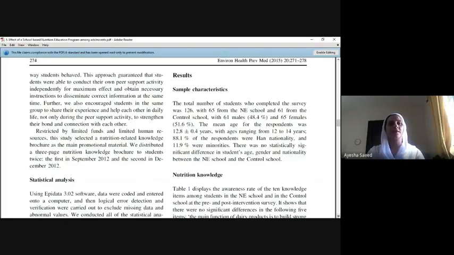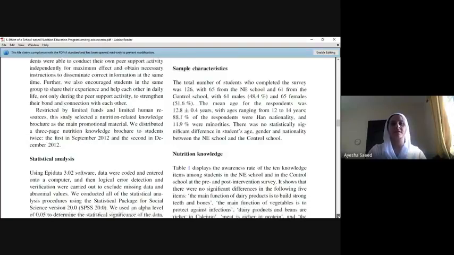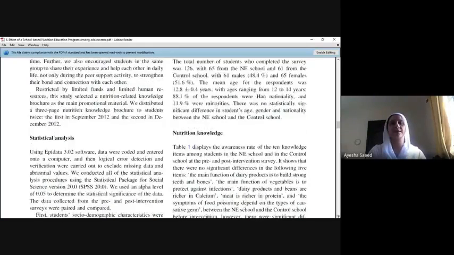Further, we also encouraged students in the same group to share their experiences and help each other in daily life, not only during the peer support activity, to strengthen their bond and connection with each other. Restricted by limited funds and limited human resources, the study selected a nutrition-related knowledge brochure as the main promotional material. We distributed a 3-page nutrition knowledge brochure to students twice, the first in September and the second in December. So, as they had little financial support, they could only provide nutrition education brochures twice.